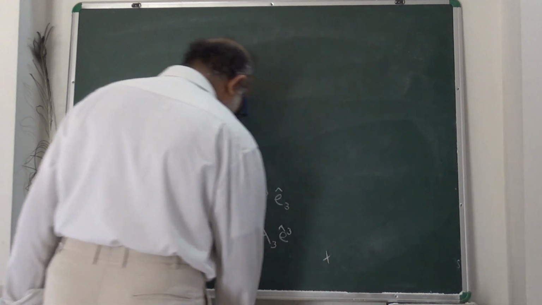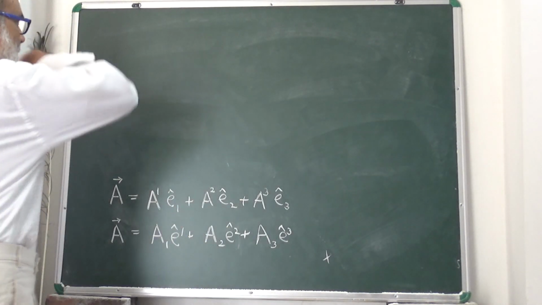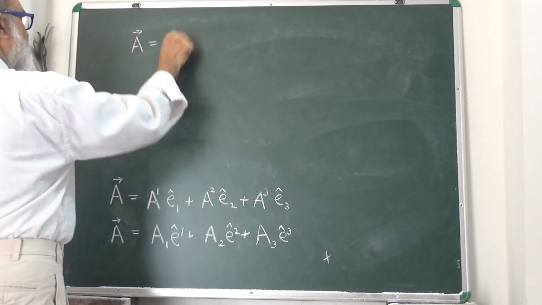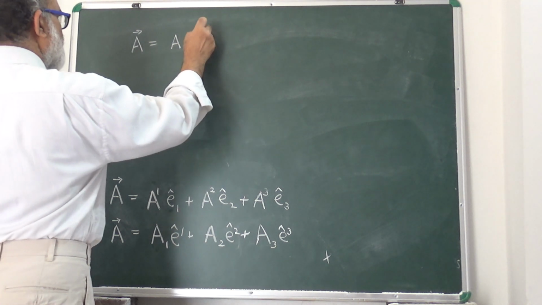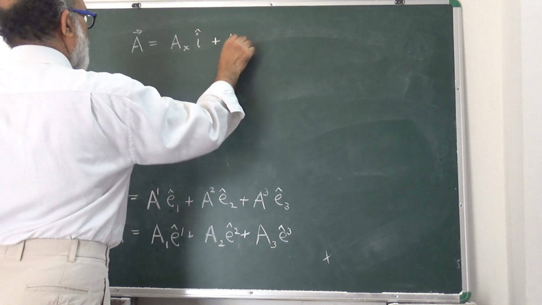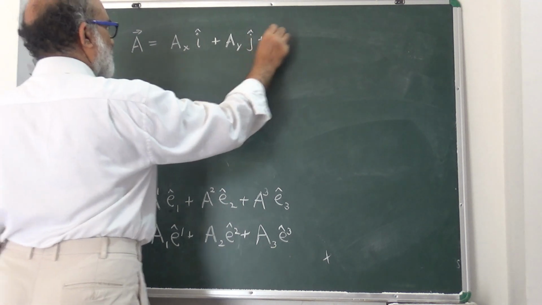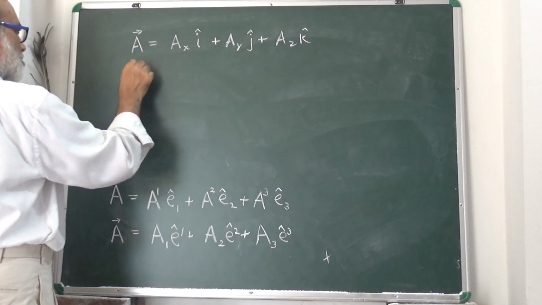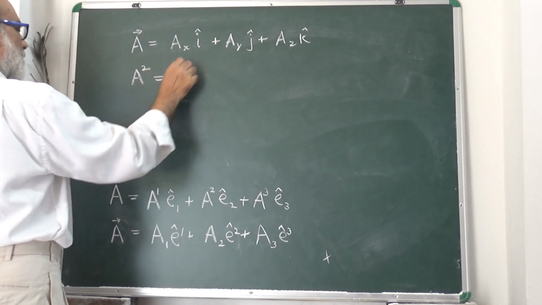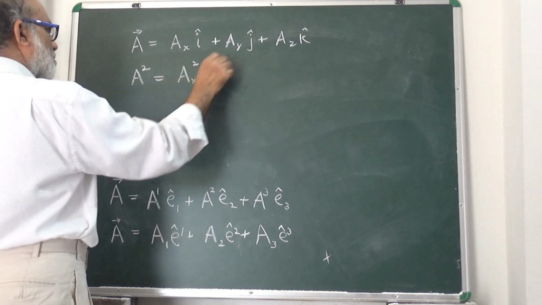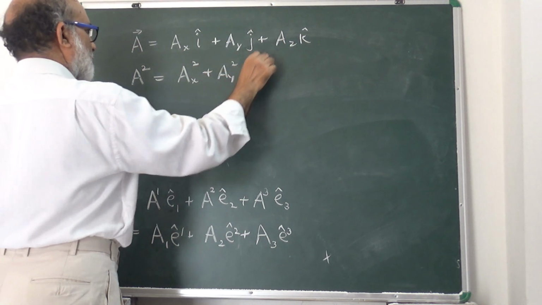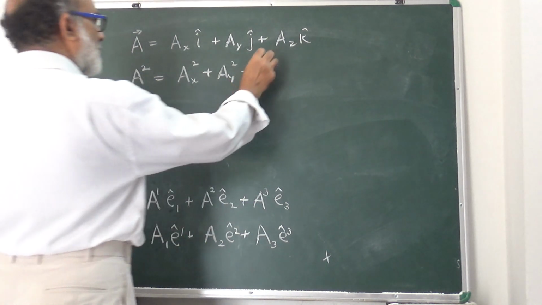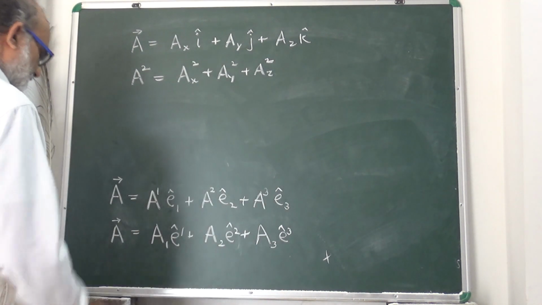Now we see in rectangular coordinates, three-dimensional, we have written vector A as AX I plus AY J plus AZ K, where the square of the mod of A will be given by AX square plus AY square plus AZ square. But here we cannot write like this.